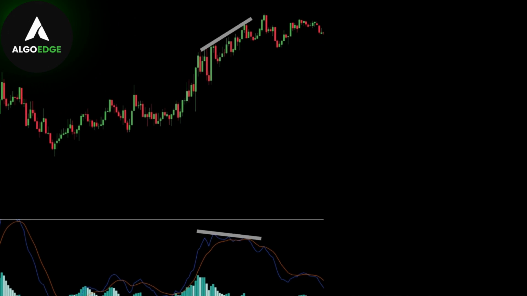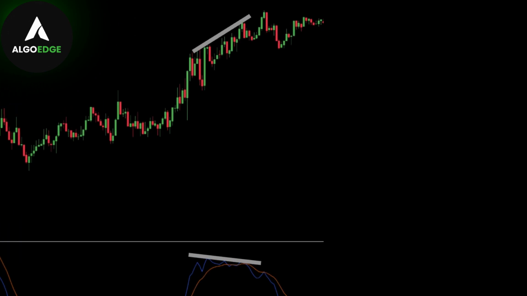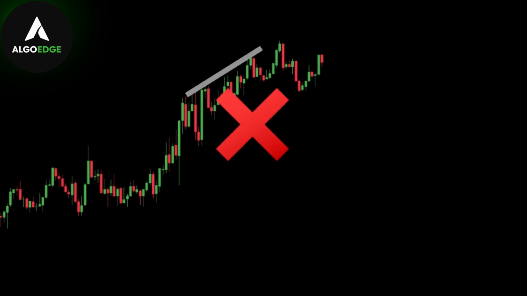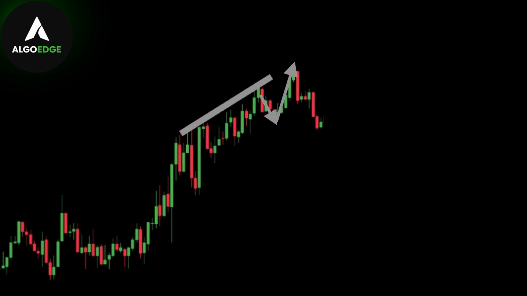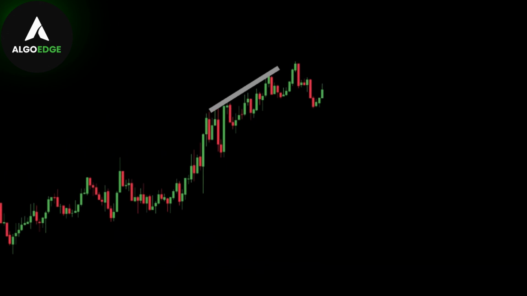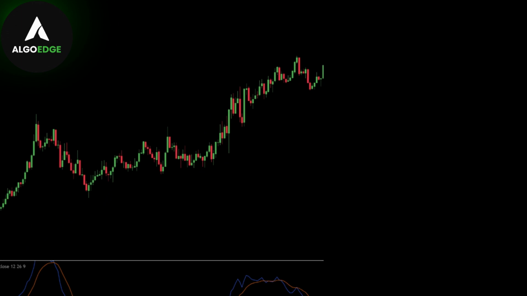Initially, we had a divergence signal. However, this divergence was not confirmed. As a result, the market only produced a small pullback before moving higher again. For this divergence to be considered valid, the price would have needed to form a lower low, a lower high, or another type of price action pattern that confirms a trend reversal.